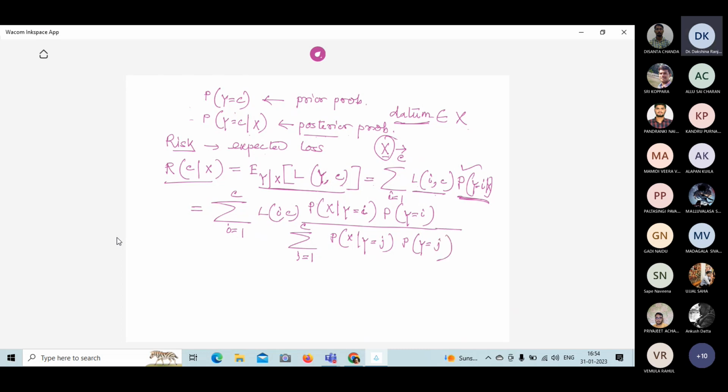Okay, so here you can see that in the numerator we are multiplying the conditional probability and the prior probability. If we get this conditional probability multiplied with the prior probability P of Y equals I, then this conditional probability is nothing but the likelihood. Now what do we mean by likelihood? We can explain this likelihood with an example.